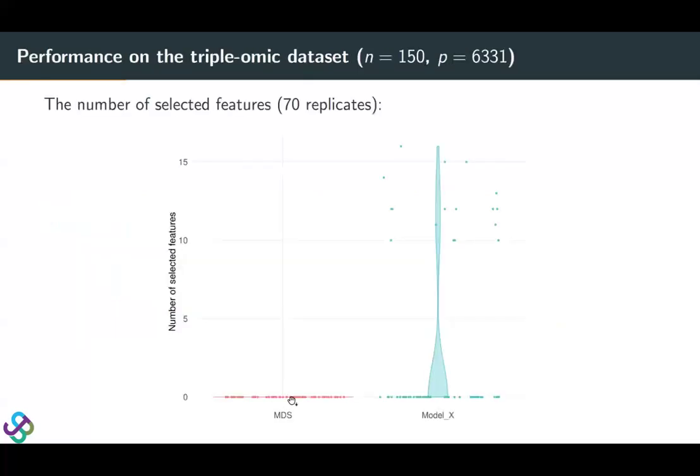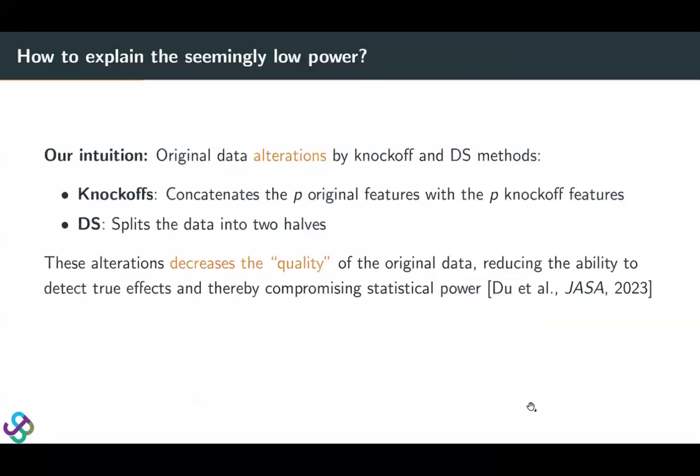So if we run DS or Model-X knockoff on this dataset with 70 replicates, since both procedures involve randomness, right? Random splitting or random knockoff generation. We want to check their stability and in each run, how many features are identified. But surprisingly, DS consistently identifies 0 features, no signals found. Model-X sometimes found 10 or 15 features, but for the majority of times, 0 features.